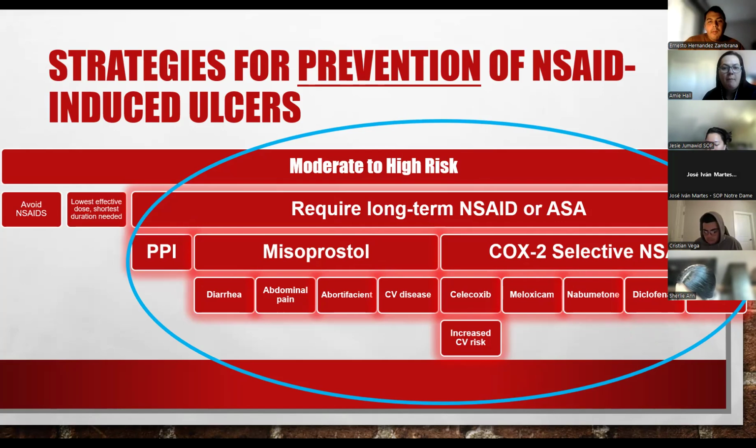All right, so if a patient is presented to you with moderate to high risk of an NSAID-induced ulcer, these are the things that you're going to look for in the answer choices to help prevent NSAID-induced ulcer.